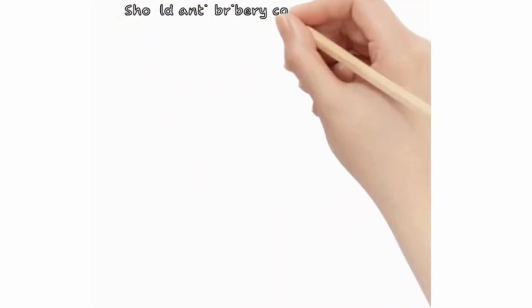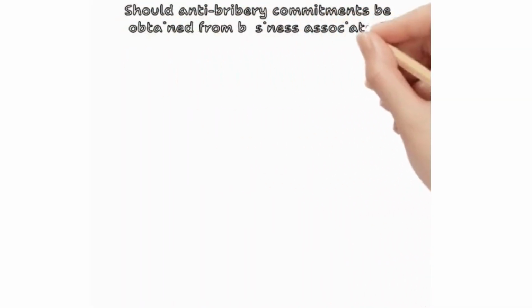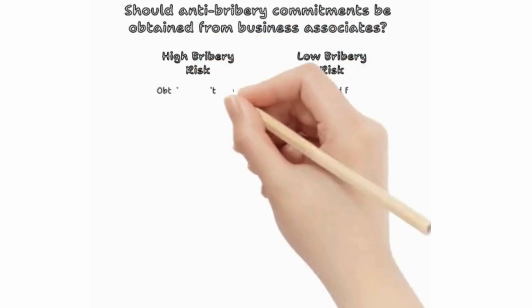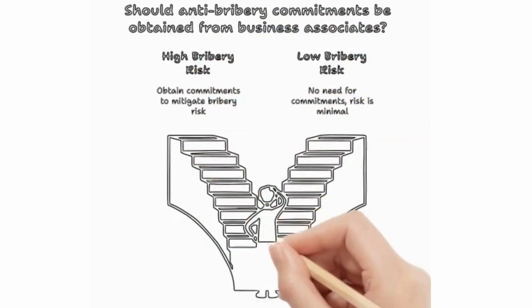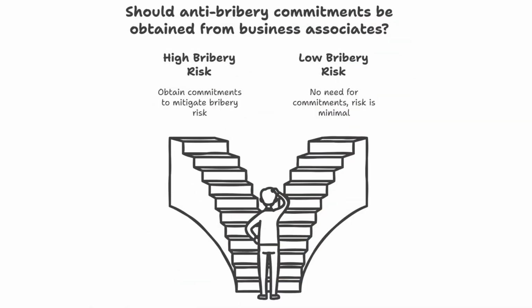Clause 8.6 Anti-bribery commitments. Obtain anti-bribery commitments from business associates that pose more than low bribery risk. Example, the retail company requires anti-bribery certifications from suppliers, includes right to audit clauses in contracts, obtains commitments from agents to follow anti-bribery principles, ensures business partners commit to report bribery concerns.